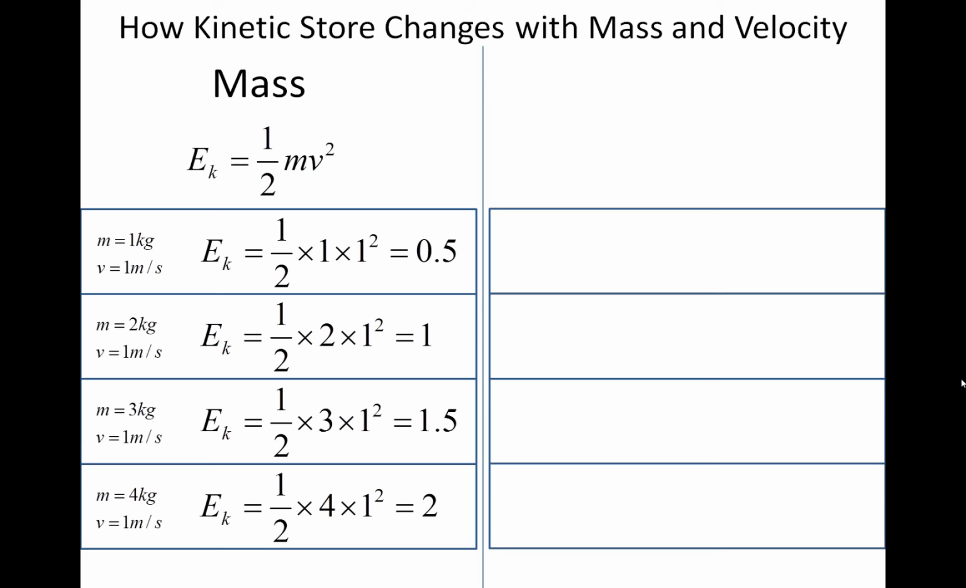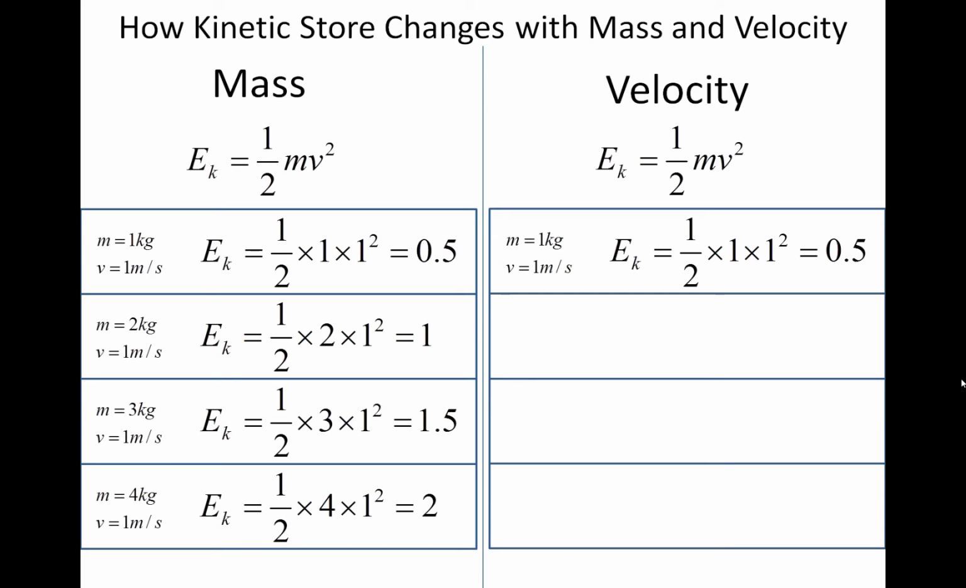However, for the velocity, it's a different story. So for velocity, I'll write down our equation again, and I'll choose the same arbitrary values for our start point. We'll have a mass of 1 kilogram and a velocity of 1 meter per second. So we have half a joule inside the kinetic store. If we double the velocity to 2 meters per second, we do not double the energy in the kinetic store, but we quadruple it.